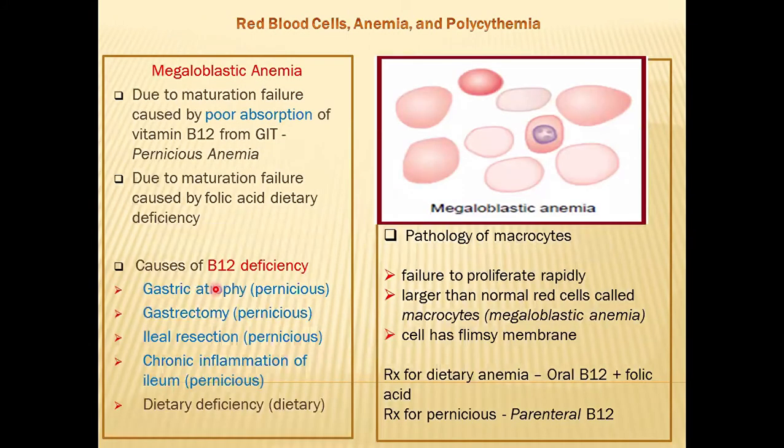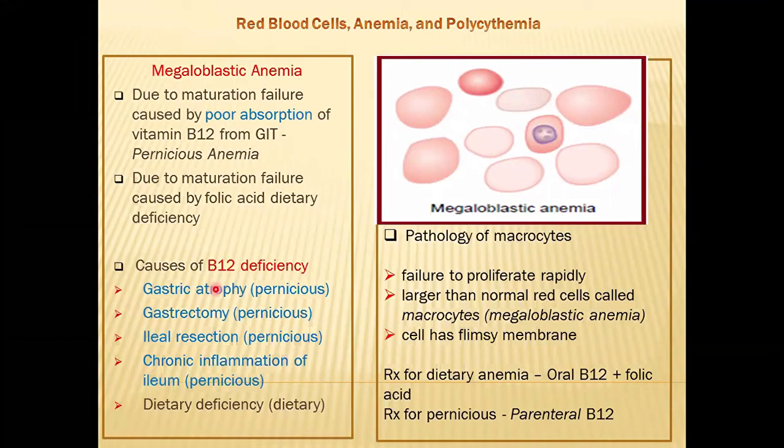Okay. So another type of anemia is megaloblastic. It's due to maturation failure of your RBC. Mega, megastar, Sharon Cuneta. Due to maturation failure caused by poor absorption of B12 from the GIT. So why is it that you cannot absorb B12? Okay. And this type of anemia is called pernicious anemia.